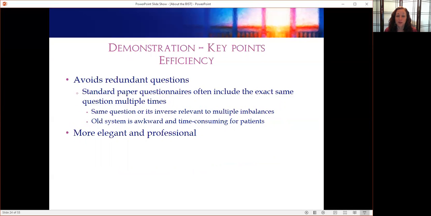It is also good for efficiency. With this test, one of my main goals was to avoid redundant questions. I don't know if you've seen this on the standard paper questionnaires used by a lot of Walsh-based practitioners, but it often includes the exact same question multiple times, either the same question or its inverse, because they're related to multiple imbalances. This system is awkward and time-consuming for patients, and having those all simplified out is much more elegant and professional looking.